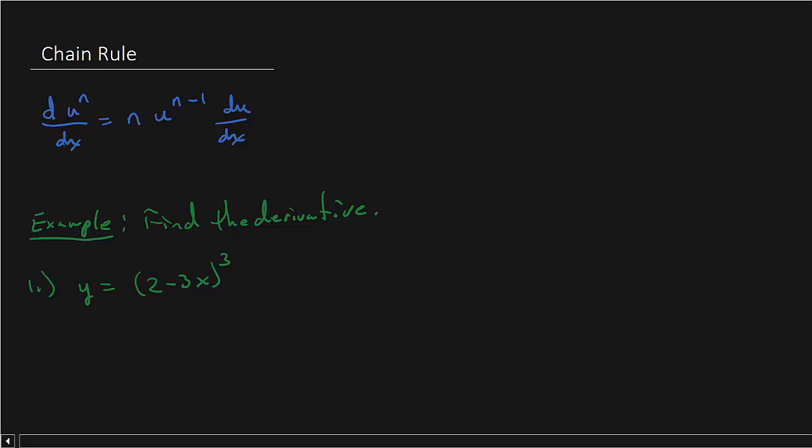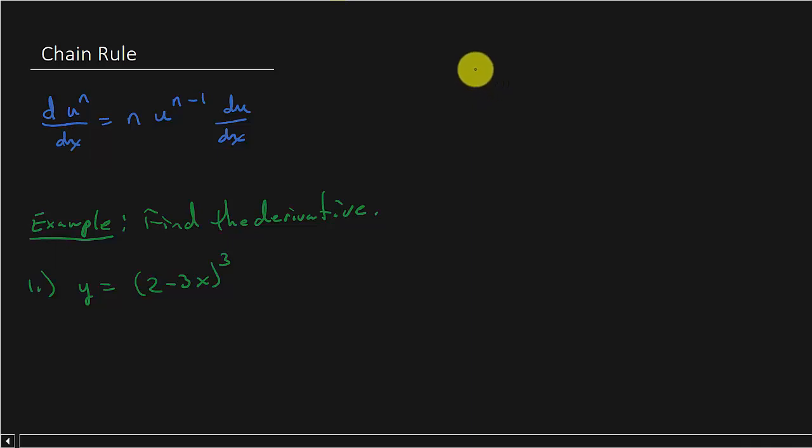So here we have the chain rule. The derivative of u raised to the n with respect to x is n times u to the n minus 1. So we take the exponent, bring it down in front, and subtract 1 from the exponent. But then it's times the derivative of u. All right, so let's look at it this way.